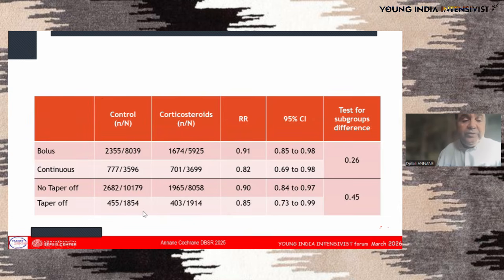So first, should we give them as boluses or as a continuous infusion? Looking at all available data in the literature, in the Cochrane review, one can see, looking at the tests for subgroup difference, that there is no evidence that giving treatment as bolus is superior or inferior to giving it as a continuous infusion. So choose the way you are best familiar with, bolus or continuous. With regard to how to terminate the treatment, should we taper off or not? Again, no evidence that it makes a difference. So do what you are used to doing in practice.